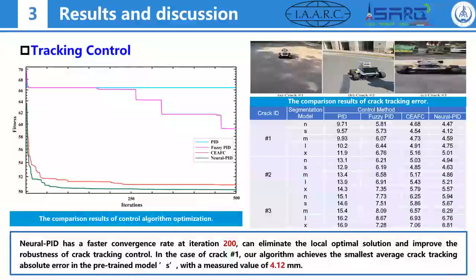Tracking control. This figure describes the comparison results of control algorithm optimization. Experiments are performed on real roads to verify the performance of road crack tracking and shown in the table. The mean absolute error is used as a performance evaluation index. The unmanned wheeled robot uses the proposed method to compare the results of road crack tracking error with other control methods. In the case of crack 1, our algorithm achieves the smallest average crack tracking absolute error with a measured value of 4.12 millimeters.